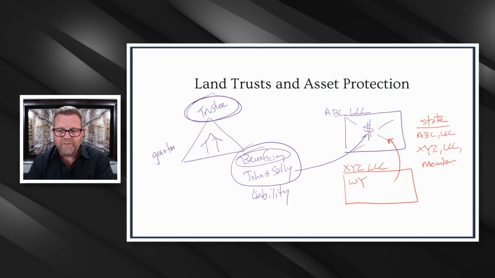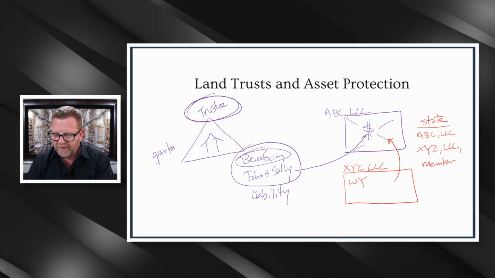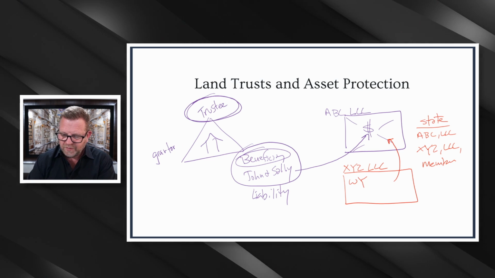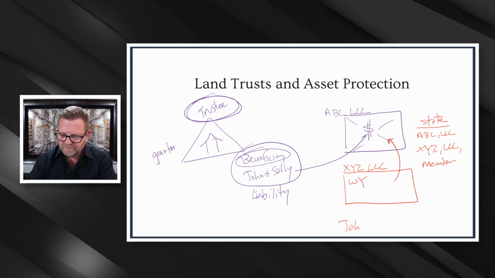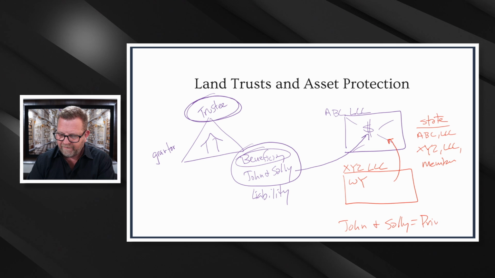That's it. I could be a member managed, or I can make it the manager. Probably I'd just leave it as member. And all I've done is prevent anybody from being able to see John and Sally. So they are completely private.